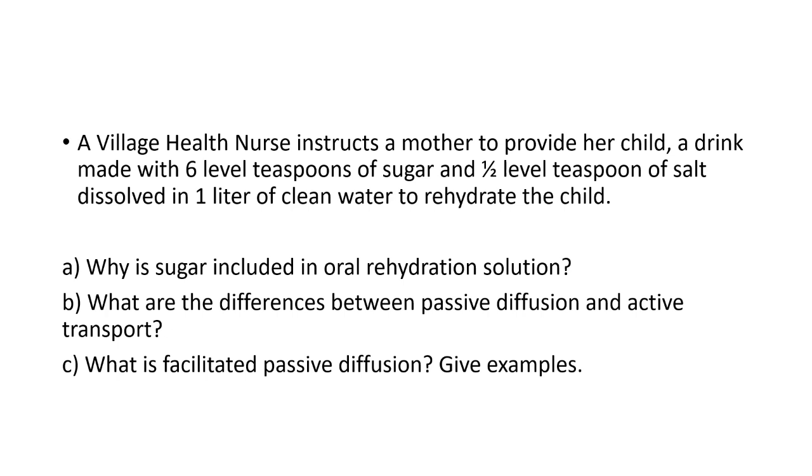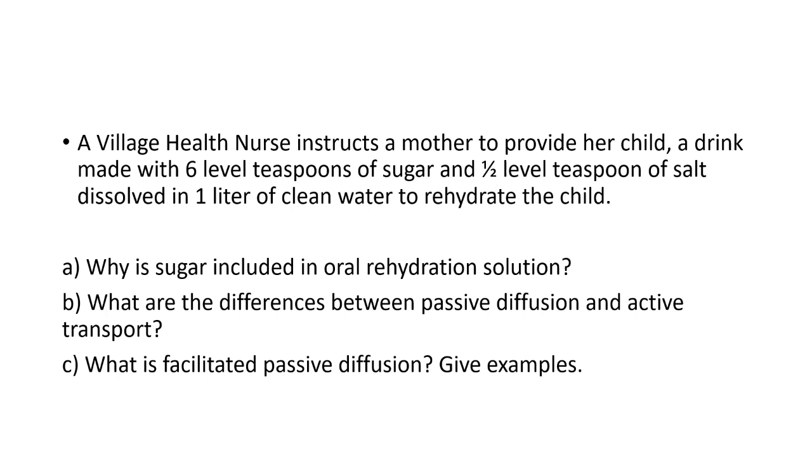And differences between passive diffusion and active transport, we know it very well. Passive does not require energy. Active requires energy. Passive occurs along the concentration gradient. Active occurs against the concentration gradient. There are three types in passive transport. You have the simple diffusion, facilitated diffusion, and ion channels. And active transport, you have two types, primary active and secondary active.